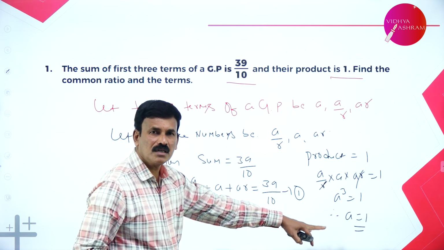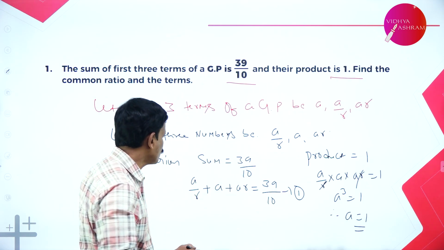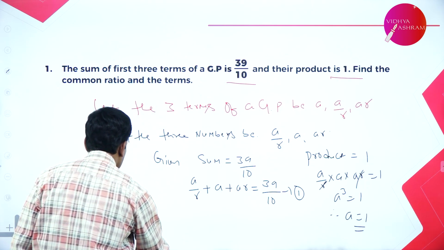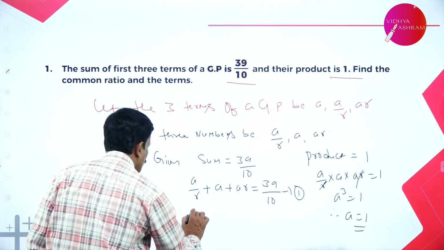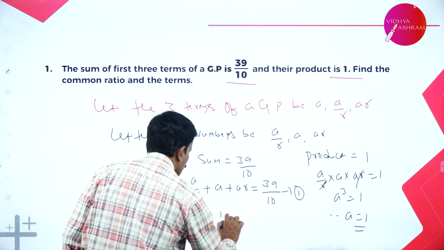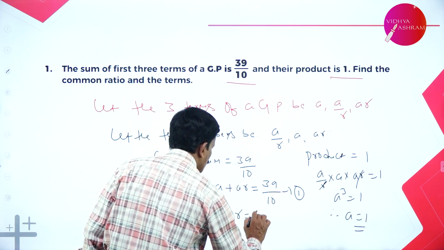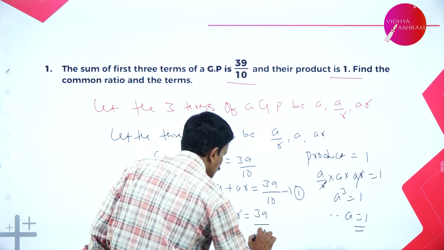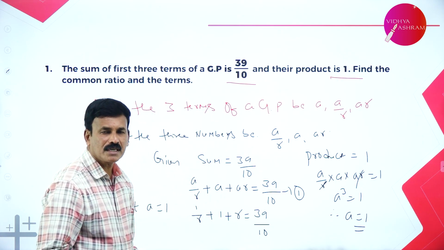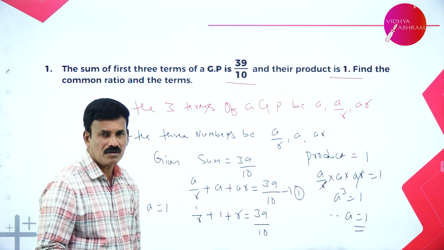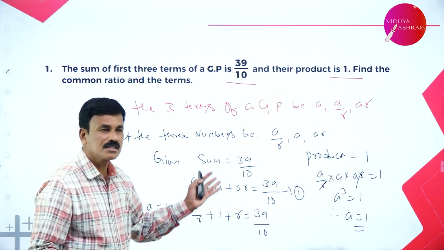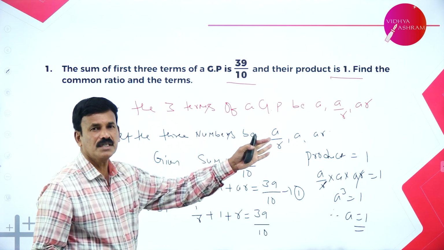Just substitute the value of A is equal to 1 in equation number 1. If you put A is equal to 1, 1 by R plus 1 into R is equal to 39 by 10. Take LCM and simplify, you will get a quadratic equation. Solve it, you will get the value of R. So, A is known and R is known. The three terms are A by R, A and AR.